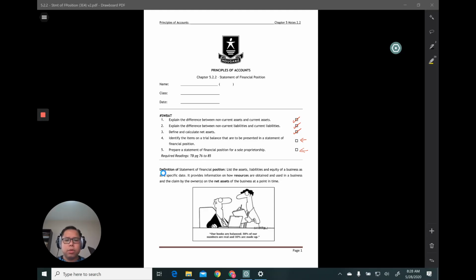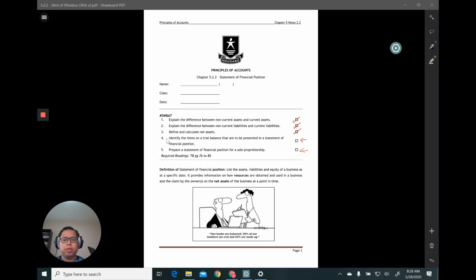Hello everyone, today we're going to go through notes 5.2.2. It's a continuation from our last lesson. In our last lesson, we have gone through the first three objectives, which is to differentiate between the different types of assets and liabilities. And I've also gone through very briefly on what is net assets and how to calculate it. So for today's lesson, it is more on how to prepare the statement of financial position for a sole proprietorship.